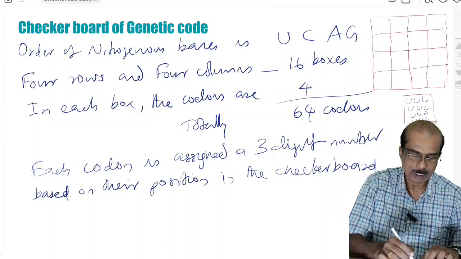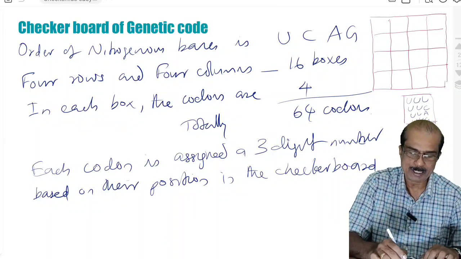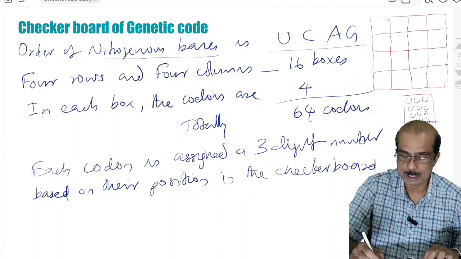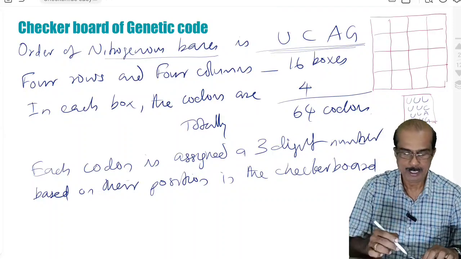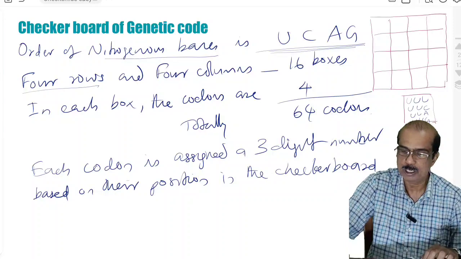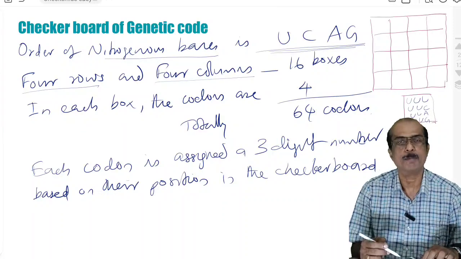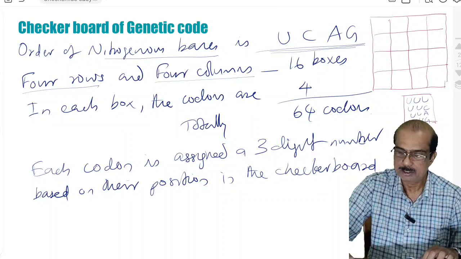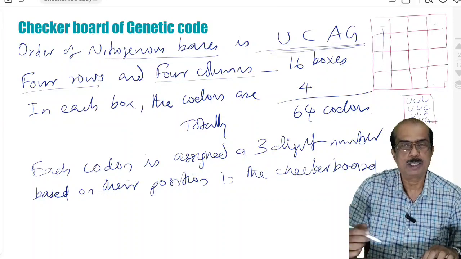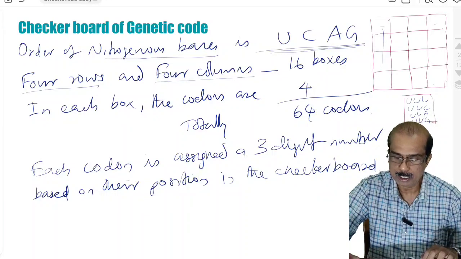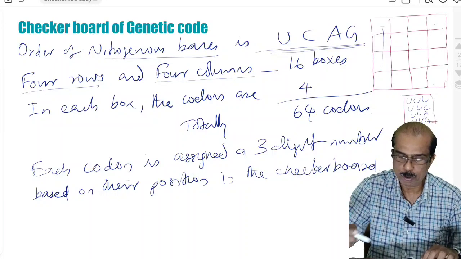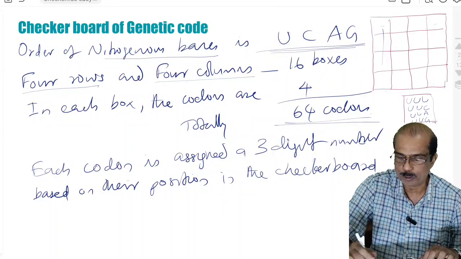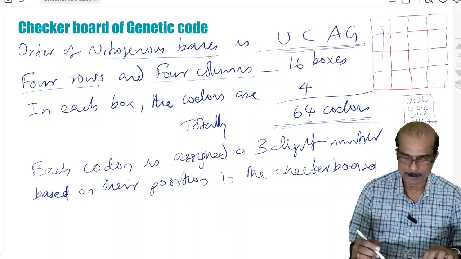In the checkerboard, the nitrogen bases are written in the order UCAG. First, you have to learn this order UCAG by heart. In the checkerboard, there are four rows and four columns, so totally 16 boxes, 4 into 4. In each box, there are 4 codons. After all, 16 into 4, 64 codons are represented in the checkerboard.